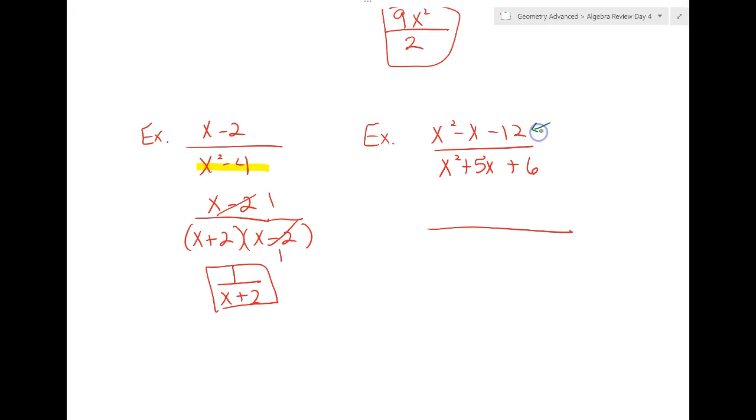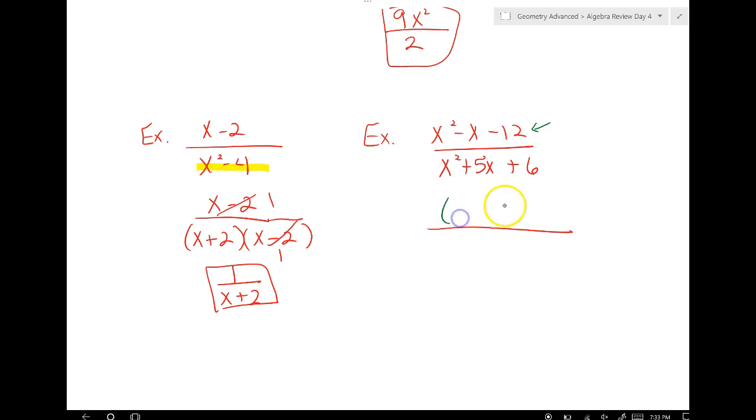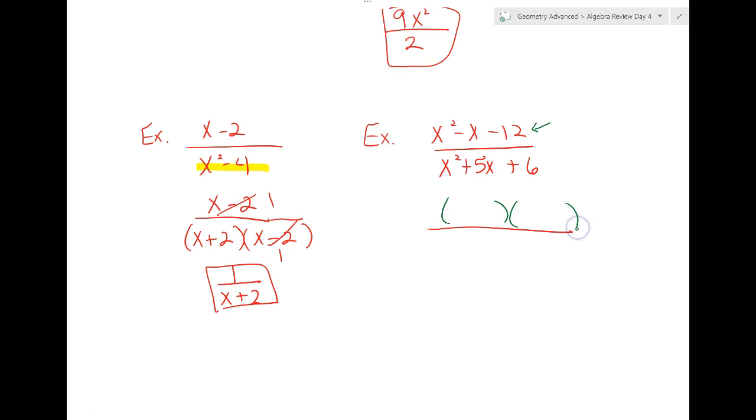So I look at this and I look to see if there's a greatest common factor. There is no greatest common factor, so I know I'm going to put my two sets of parentheses. So with that, then I look at my end sign and I know it's a subtraction. So I have a plus or a minus. And then I have my x squared, so I know I'm going to have an x and an x.